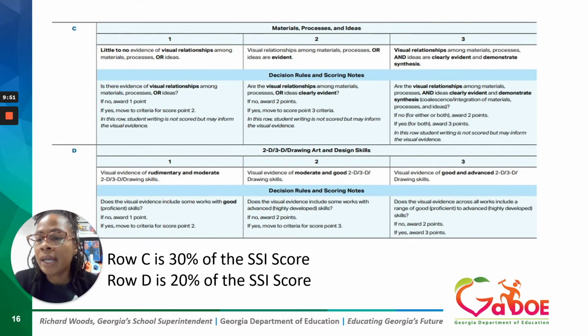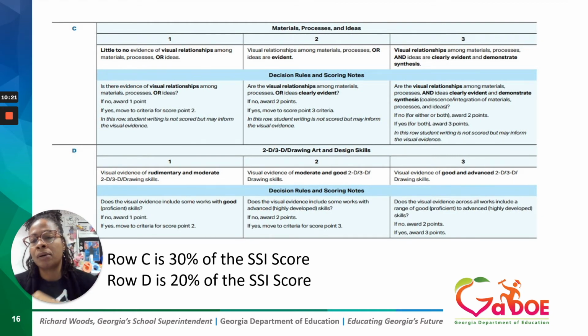Okay, so now looking at score point or row D, which again is the only row to talk about skill and is only 20% of the overall SSI score. It is important, of course, but it is a smaller weight. So visual evidence of rudimentary and moderate skill. So score point 2 goes to moderate and good, and then score point 3 goes to good and advanced.